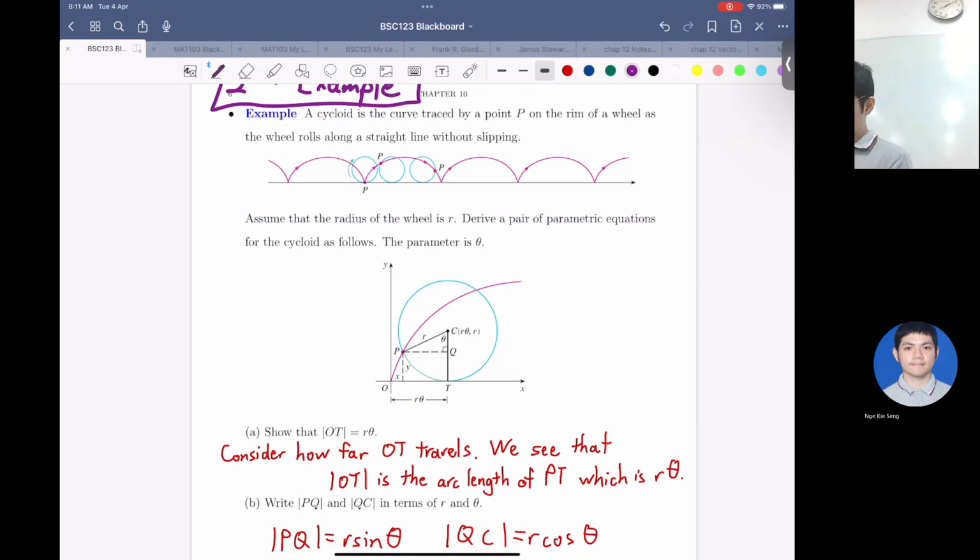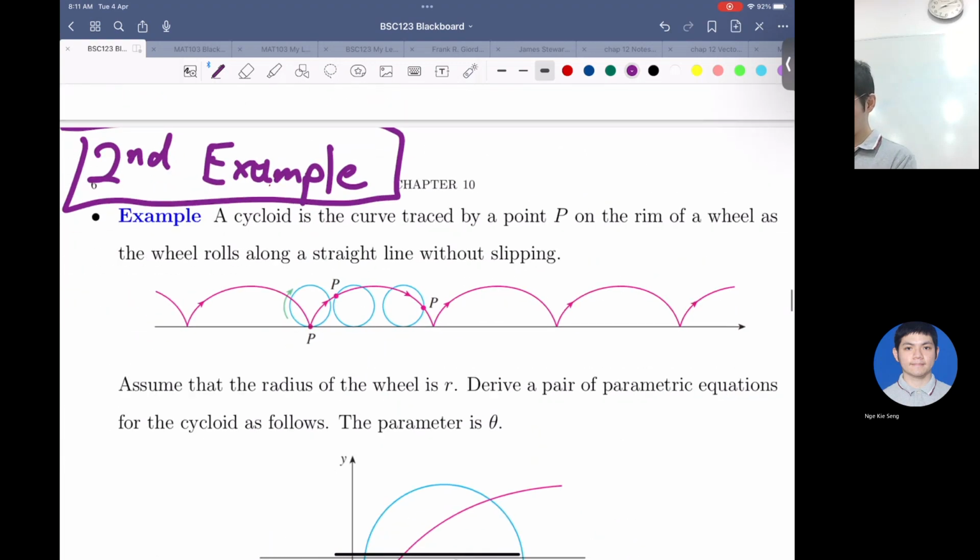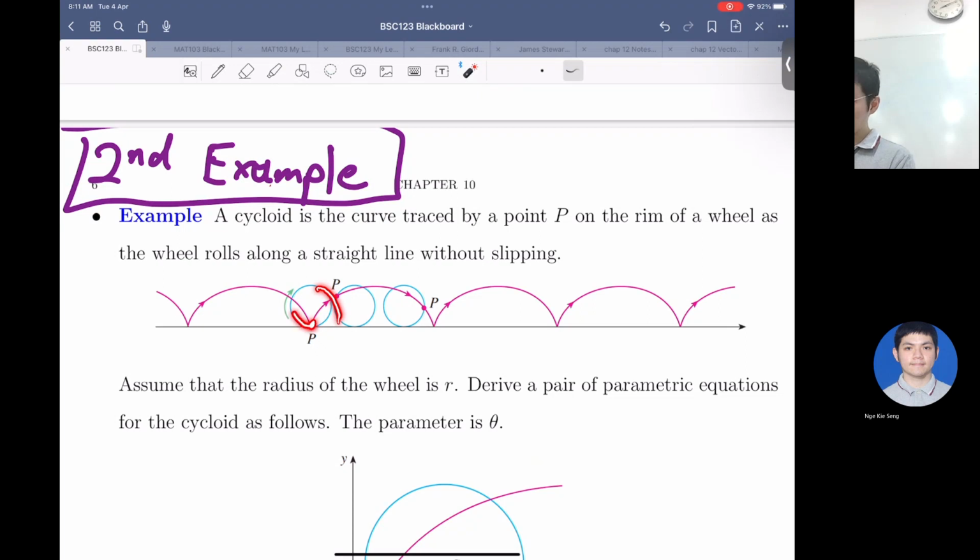Okay. So this is a cycloid. What is a cycloid? It is a curve traced by a point on the rim. For example, you take this point here, and then you move this wheel. When you move, this point moves up, but at the same time the wheel is going forward. So this point is going forward and then up. So this is tracing the wheel.